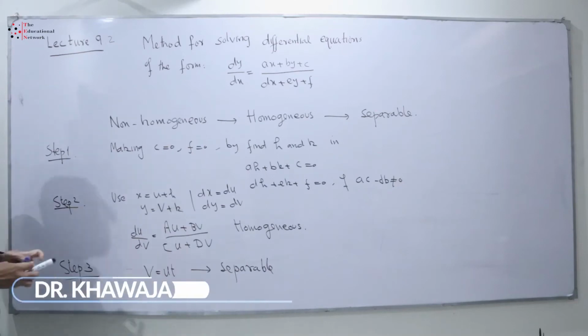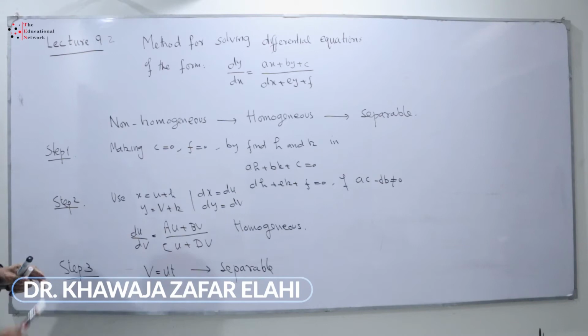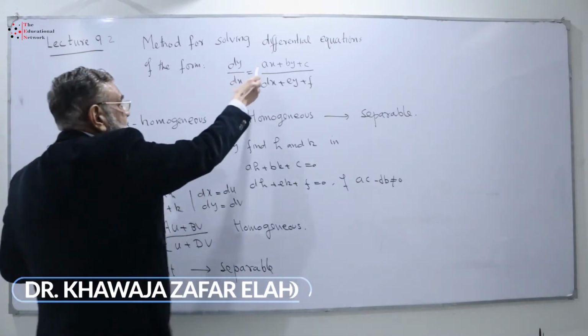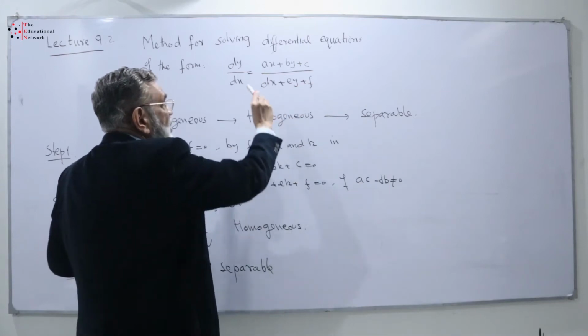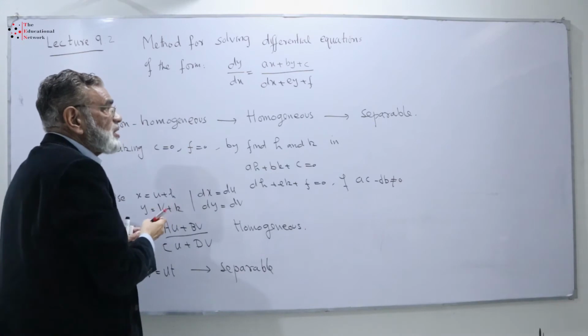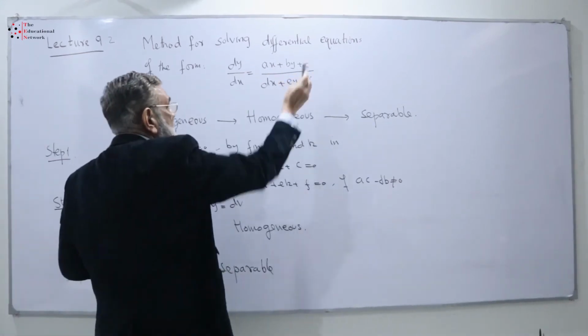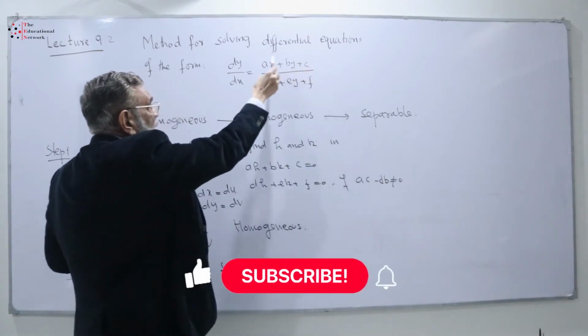I'm going to discuss a particular form of the differential equation, of the form dy/dx = (ax + by + c)/(dx + ey + f). Now these are not homogeneous, because here c is non-zero, and the degree of the polynomial here is 0 and here is 1.